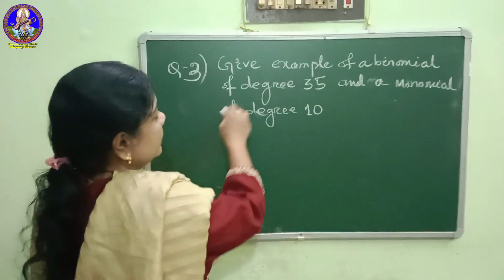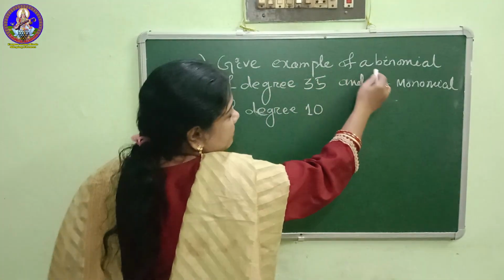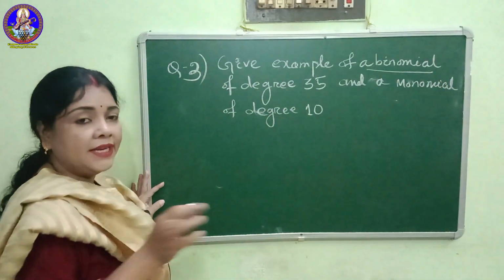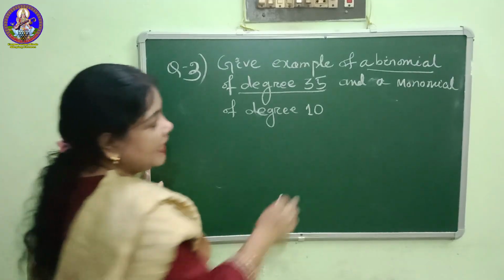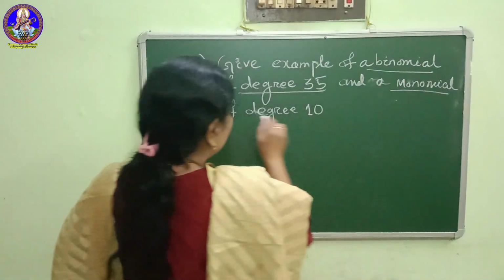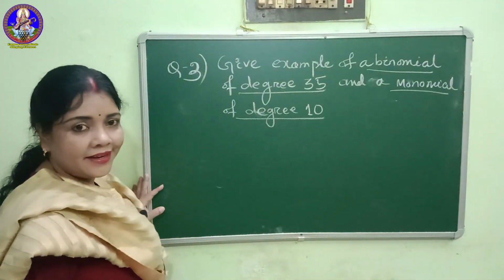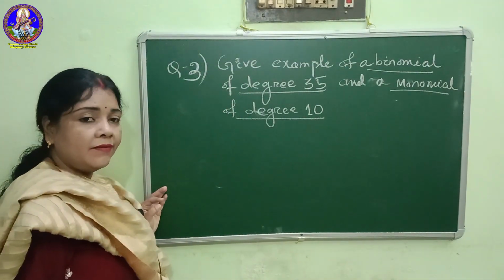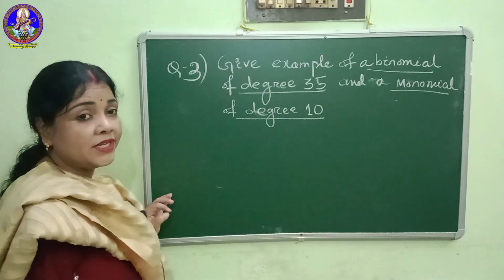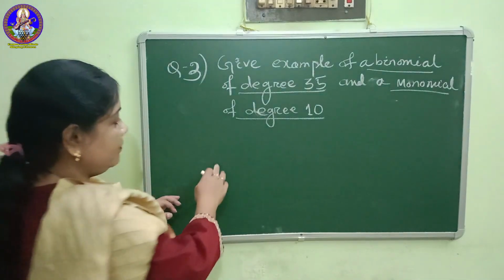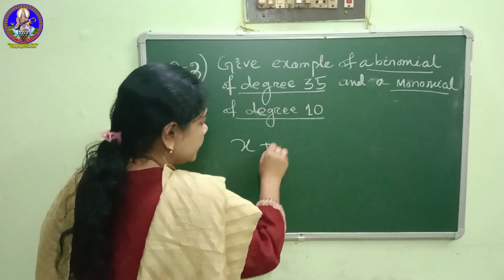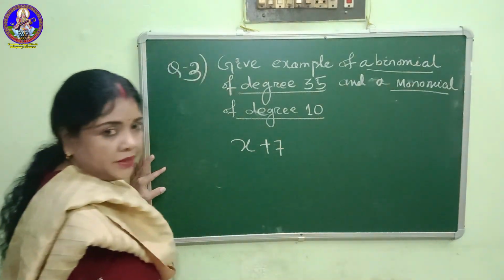It is given: give an example of a binomial of degree 35 and a monomial of degree 10. As I have told you from the very beginning in my first video, what is a binomial? It must contain two terms. So if I write x plus 7, it is a binomial.